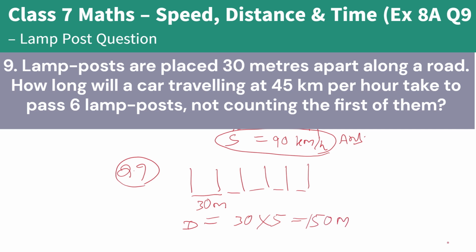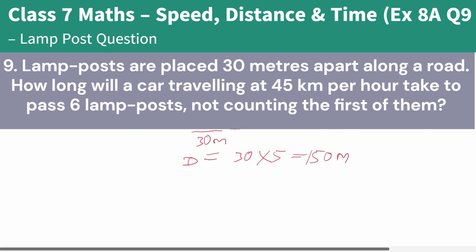Not counting the first one, starting from the first one, it crosses the second, third, fourth and fifth. So it does not include the first one and the last one. It travels from first to last, that means first one and last one are excluded. So the distance is 30 into 5, 1, 2, 3, 4, 5. The distance is 150 meters.